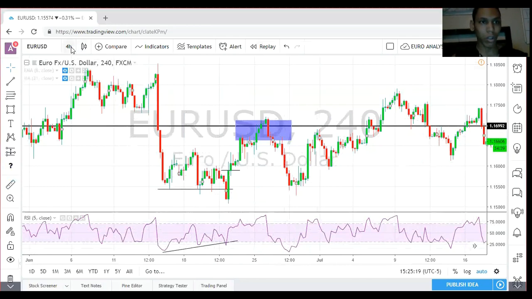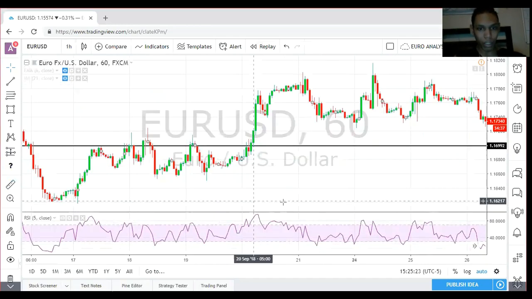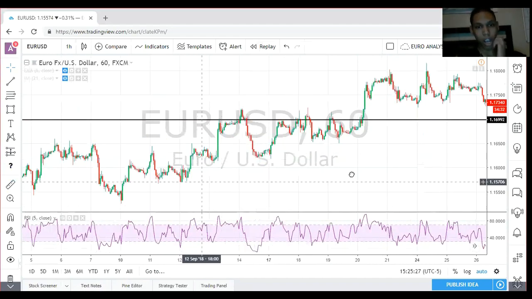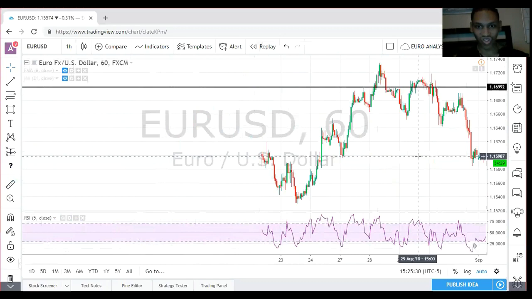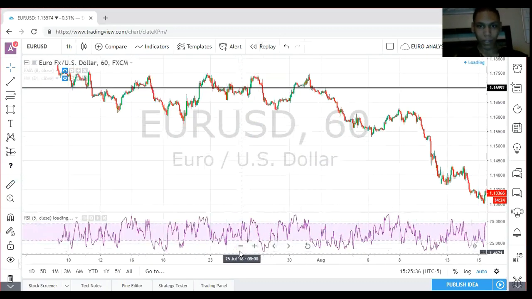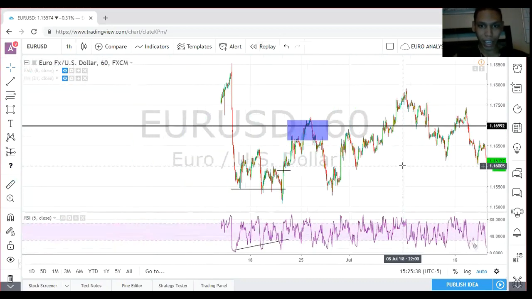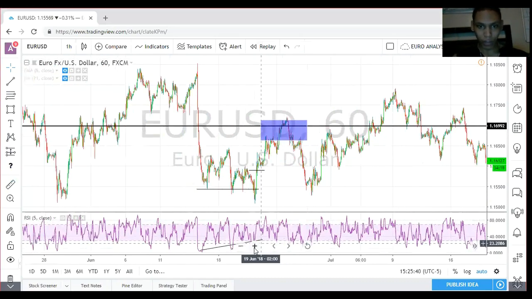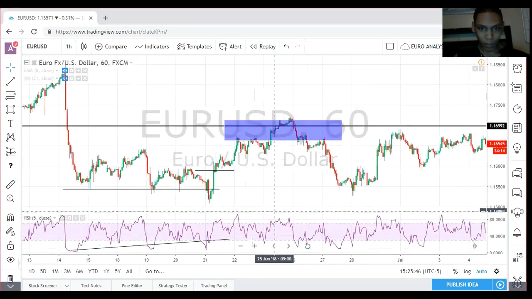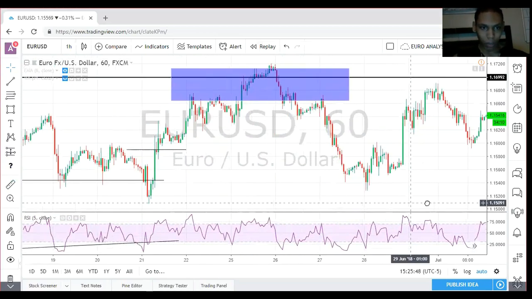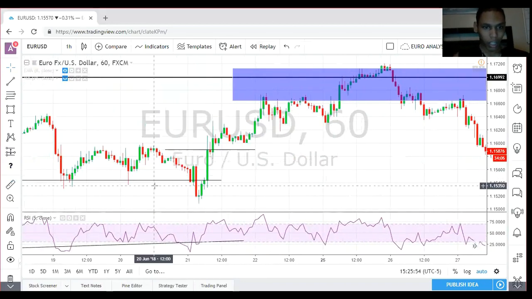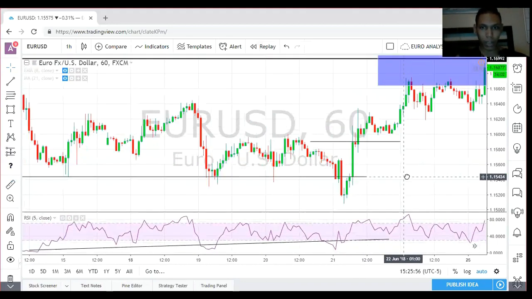How I would have caught this on a lower time frame, on an hourly chart, let's go back. I don't got time. Well, I got time, but it's irritating. All right, so like I said, price was teetering right here. Price was teetering the whole entire time.